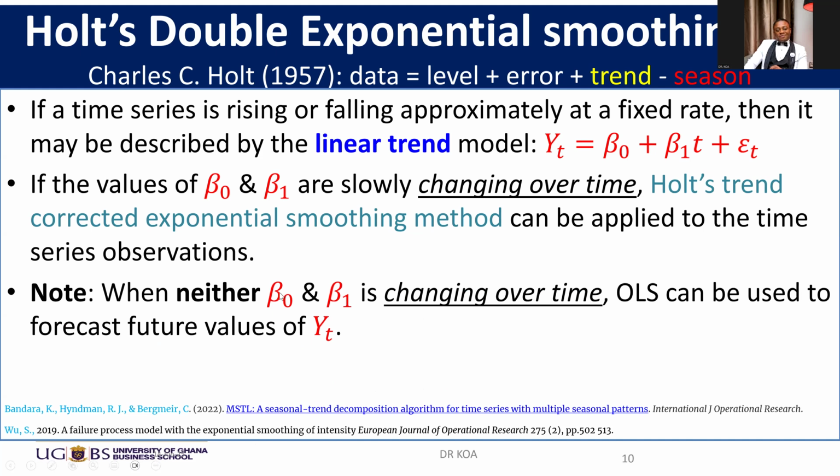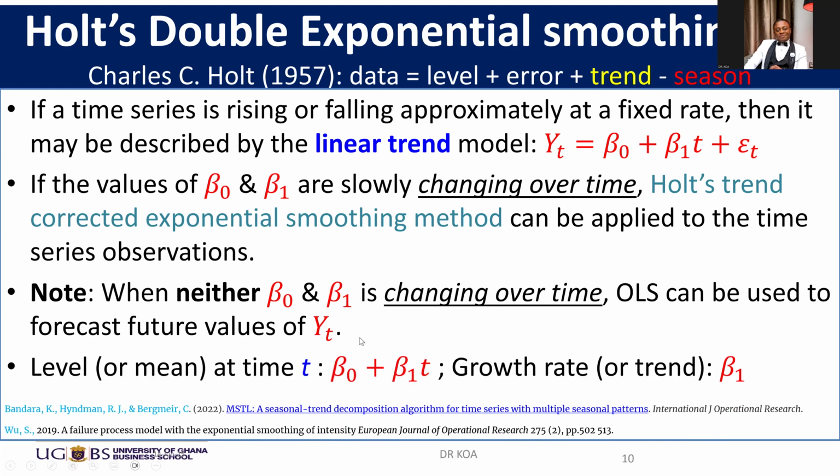Now, in this case, the beta naught and the beta 1, when neither of them is changing, OLS can be used to forecast the future value. If they are changing, OLS cannot be used. If they are not changing, OLS can be used. But if they are changing, OLS cannot be used. So get that. Sometimes it can be slightly confusing.